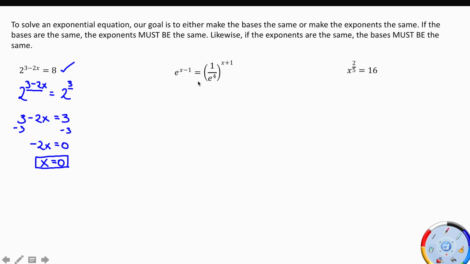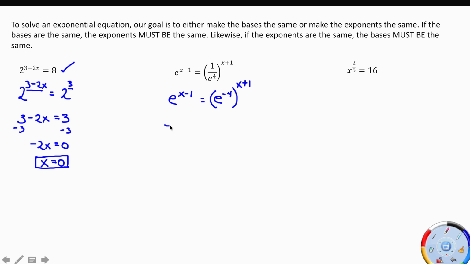Okay, I'm looking over at this one and I notice they both have a base of e. Right? But this e is in the denominator and this one's not. I need to change that so I can get these bases to be the same. And remember, negative exponents mean reciprocals. So I can change that instead of 1 over e to the positive 4 to e to the negative 4.